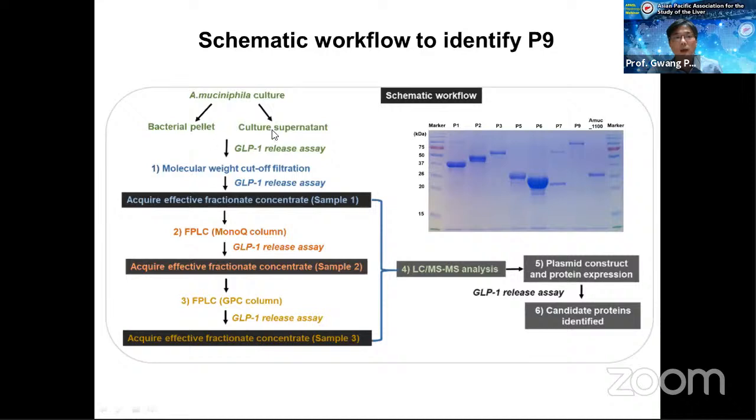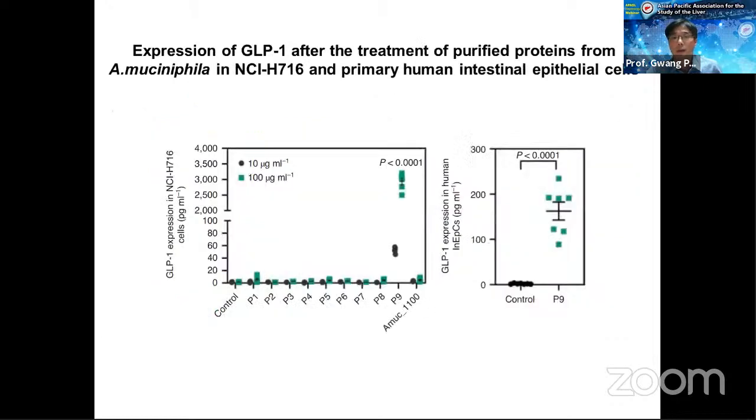We separate the pellet and culture supernatant, and then we identify the fractions through FPLC and LC-MS/MS. We try to identify the particular molecules, and then we clone particular genes into a plasmid and express them in the E. coli system, and then we screen. We identified a protein, P9, which, when you look at this y-axis, significantly increased GLP-1 expression in NCI-H716 and also a GLUTag line as well.